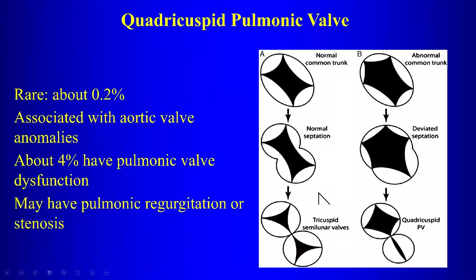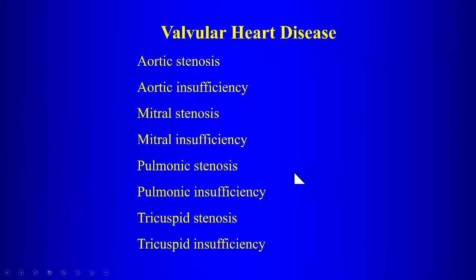Interestingly, these quadricuspid pulmonic valves can be associated with abnormalities of the aortic valve also, since they kind of form embryologically around the same time. So this can be associated with bicuspid aortic valve. So they can have pulmonary valve dysfunction. They can have either regurg or stenosis with quadricuspid pulmonic valve.